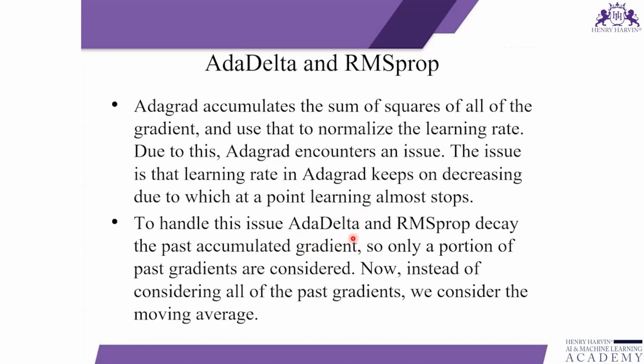So to handle this issue, AdaDelta and RMSprop decay the past accumulated gradient. So only a portion of past gradients are considered. Now instead of considering all the past gradients, we consider the moving average. So basically it is an improvement to the AdaGrad optimizer. It reduces the aggressiveness of the learning rate by taking an exponential average of the gradients instead of the cumulative sum of squared gradients. So it remains intact as now the exponential average will punish a larger learning rate in conditions when there are fewer updates and a smaller rate in a higher number of updates.